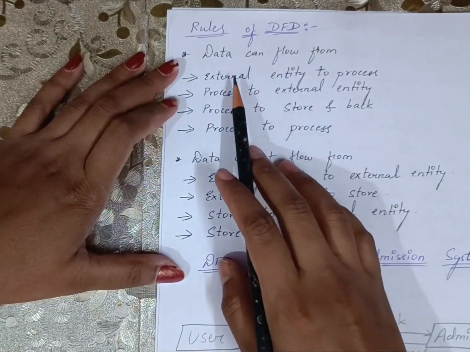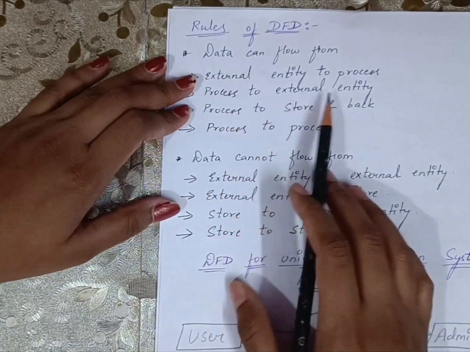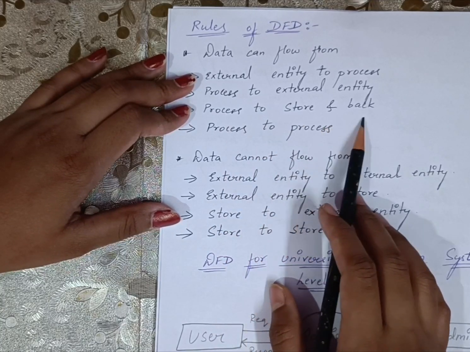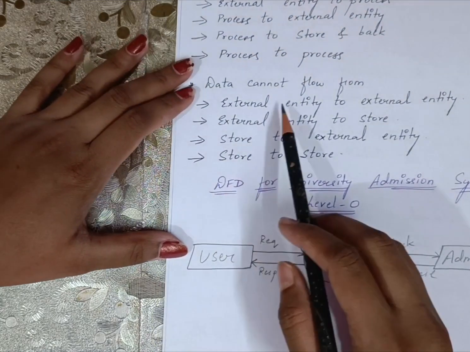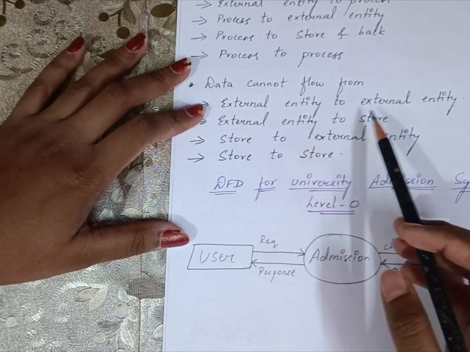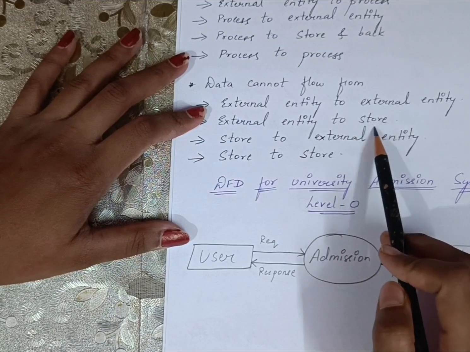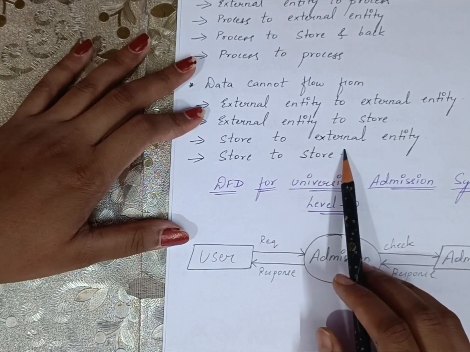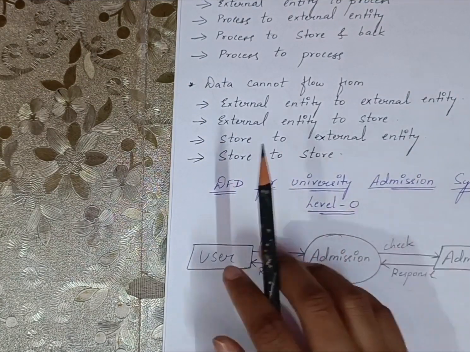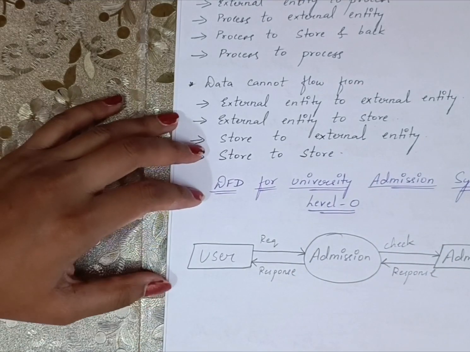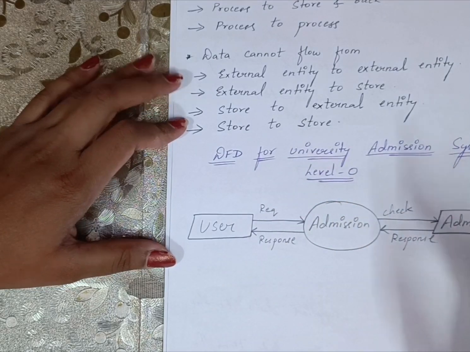We have rules of DFD. Data can flow from external entity to process to external entity, process to store and back, and process to process. Data cannot flow from external entity to external entity, external entity to store in the same data store, store to external entity, or store to store. That means from data store to data store, the data cannot flow.